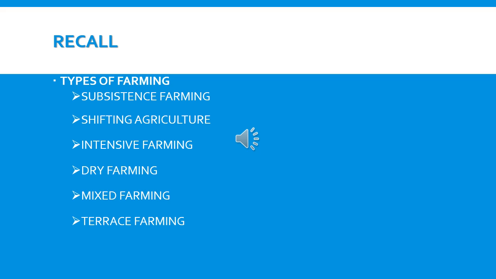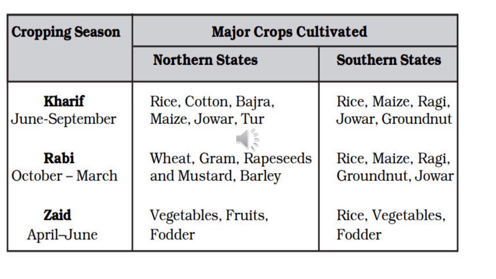So today's class we will discuss about the major crops cultivated in India. Before discussing the major crops, first to know about the cropping season in India, and also the major crops cultivated during the cropping season both in North India and in South India. So the cropping seasons of India were Kharif season, Rabi season, then Zaid season.